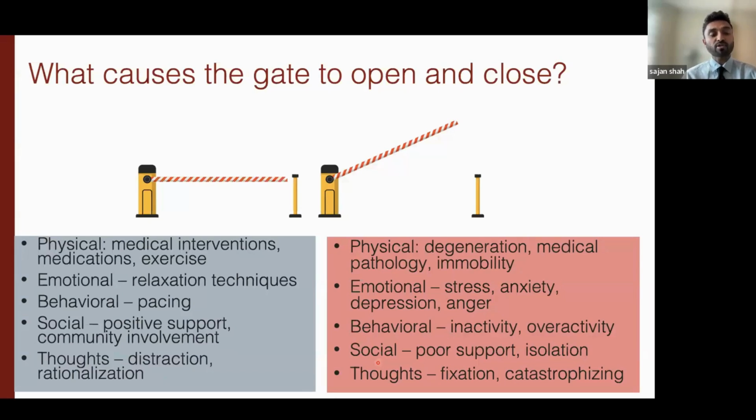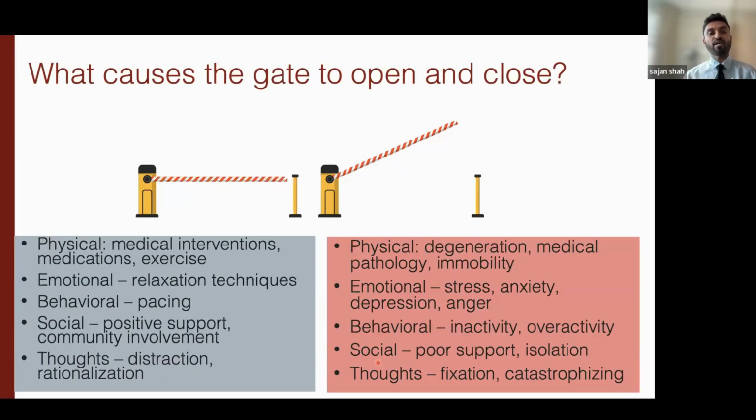Similarly, I have labeled them in similar categories so that you can kind of see how they relate to each other. Physically, medical interventions, medications, exercise. These are things we'll talk about, but they all help to close the gate. Emotionally, relaxation techniques. Imagine if you came home now relaxed and you had a nice day, and then you step on the Lego. Maybe you're having so much fun with whoever it is that you're playing Legos with, that it doesn't even bother you because you're distracted. You're enjoying yourself. The pain signals are not able to pass through. The gate's closed.